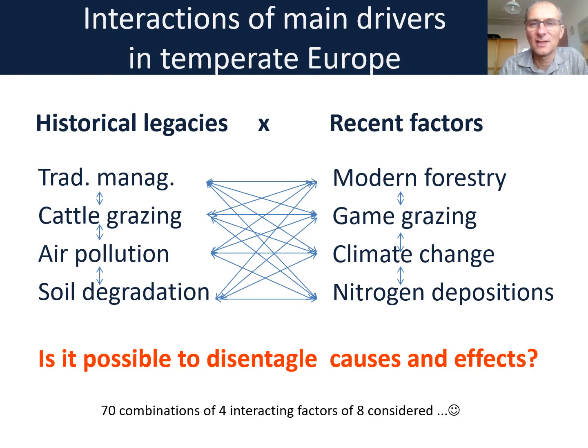Drivers of changes are acting in a complicated network of interactions. Moreover, forest stands were affected by different drivers in the past and in the present. So, is it possible to disentangle causes and their effects?